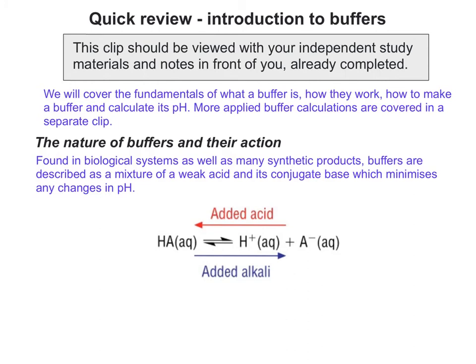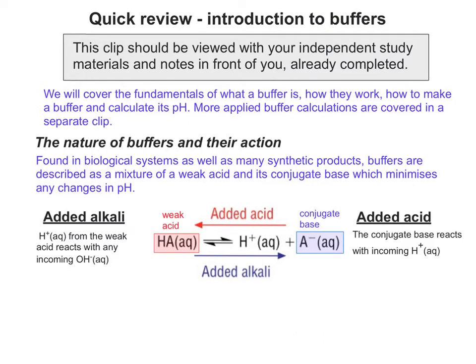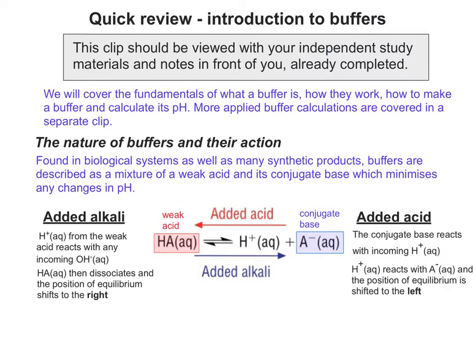So buffers are found in lots of different biological systems, for example human blood, as well as many synthetic products. They're described as a mixture of a weak acid and its conjugate base, and together they minimize any changes in pH. I've annotated the diagram a little bit. If you add an alkali, the weak acid reacts with it in the form of OH-, to drive the equilibrium to the right. Whilst if you add acid, the conjugate base that's present in aqueous solution reacts with the incoming H+ ions, and the position of equilibrium is shifted to the left.